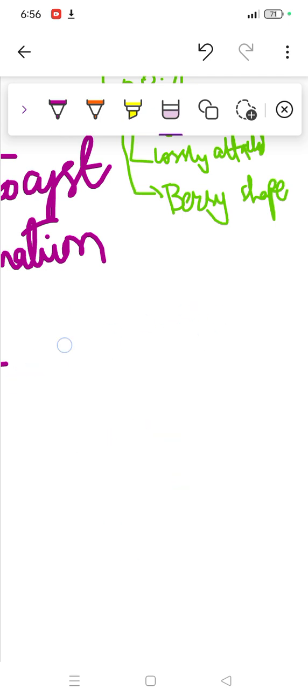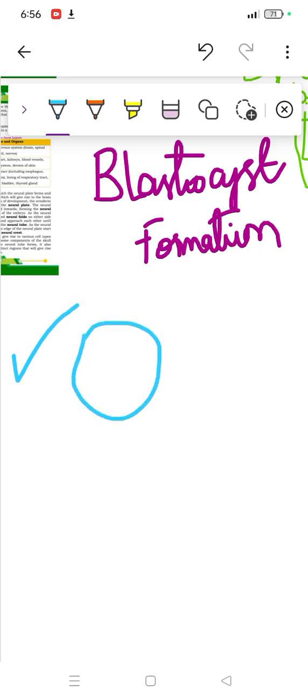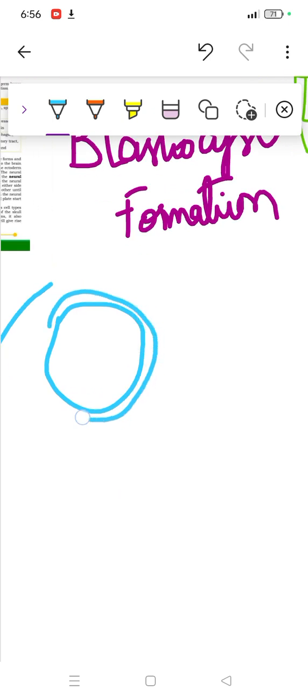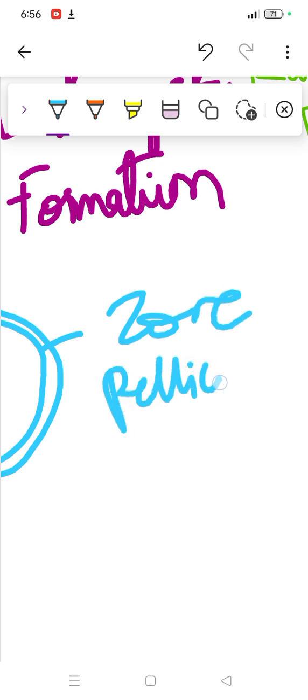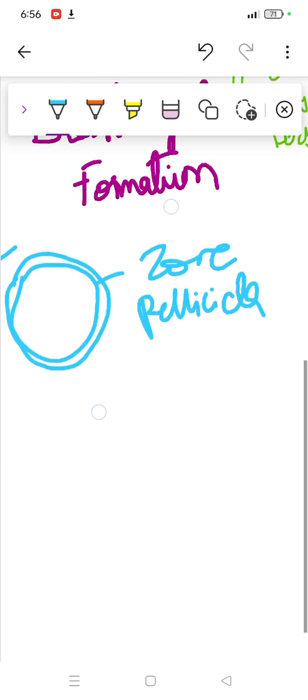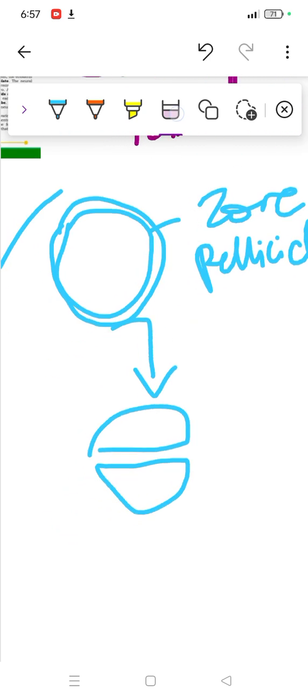I think I would have added a picture of that before. Otherwise, I'm just going quickly with blastocyst formation. Here we have a round-like structure, which is the morula, having a membrane or outer covering. That membrane covering is called the zona pellucida. After compaction, they combine and form another structure. Basically, this morula gets ruptured, and when it ruptures, another structure will be formed.